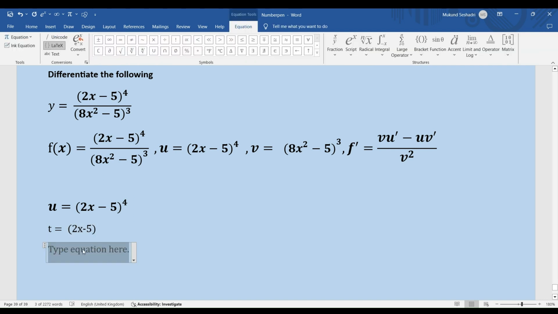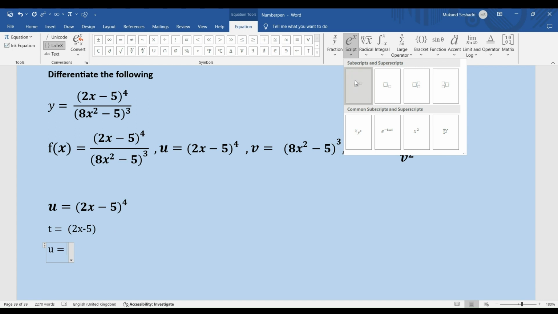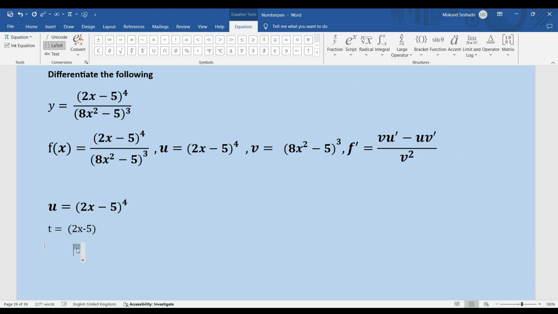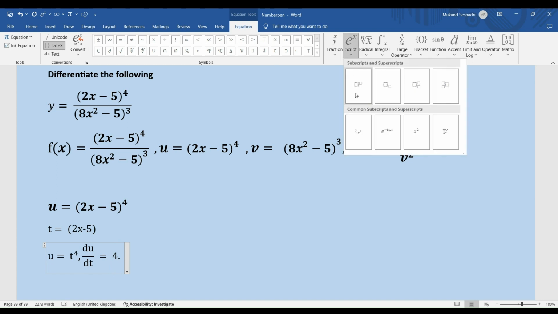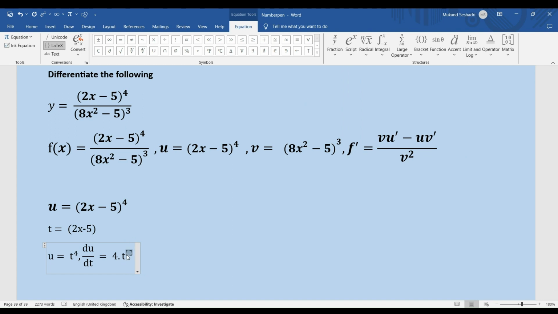So I make this substitution and go to the next step. I express my u. What is my u? My u becomes t to the power 4. And what is my du by dt now? My du by dt is nothing but d by dt of t to the power 4. I will have to apply the formula d by dx of x to the power n is equal to n into x to the power n minus 1. So when I apply the formula, my n is equal to 4 here, and my t to the power 4 becomes t cube. So 4t cube is my du by dt.